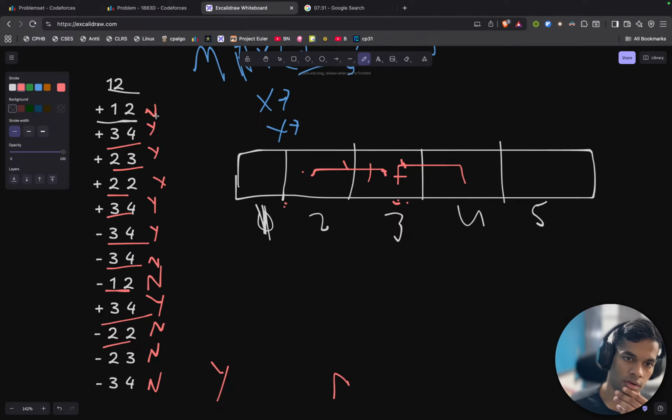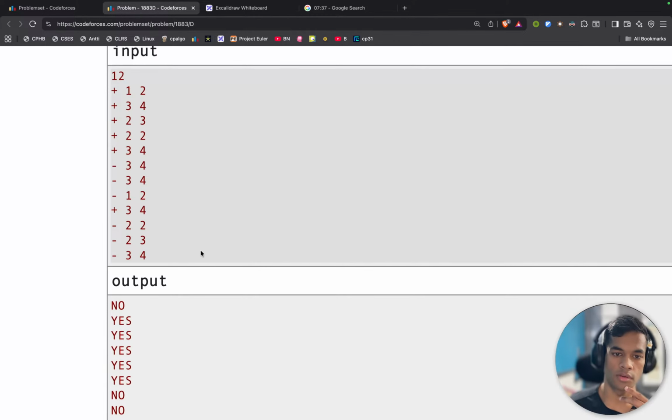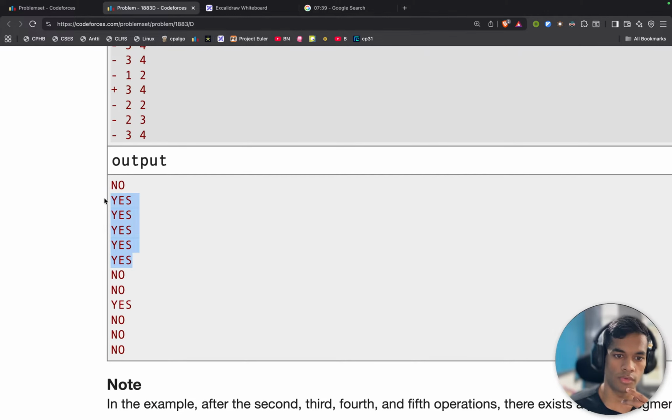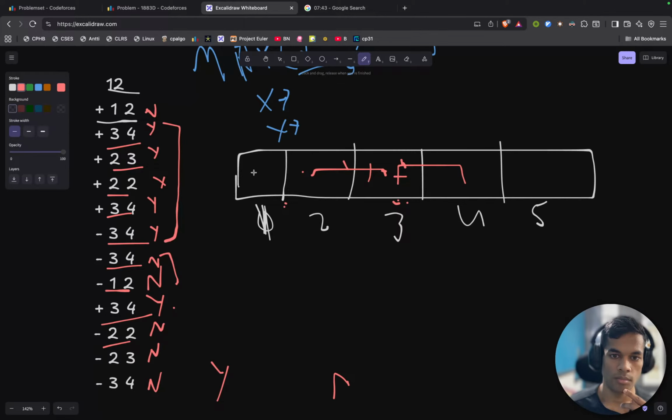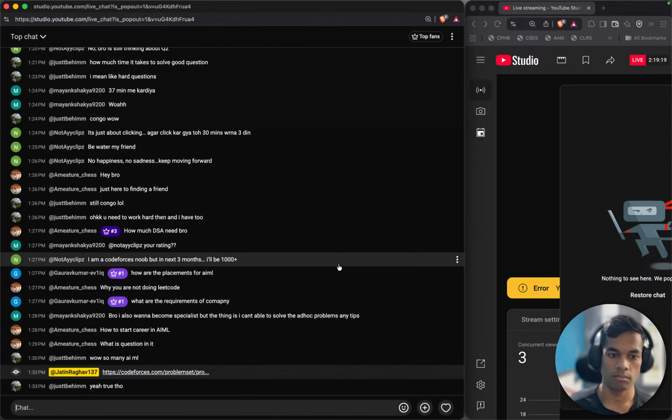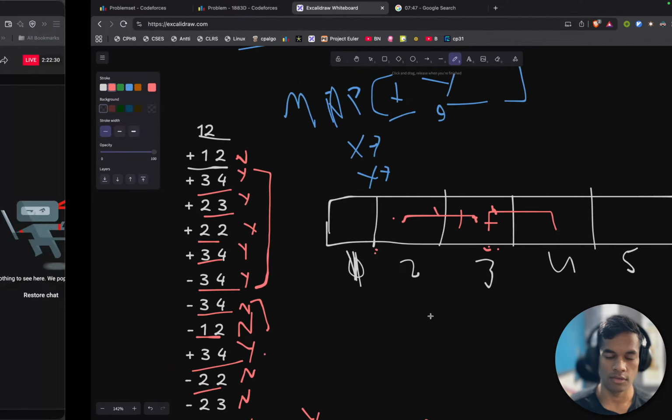This is the answer. No. Then 5 yes. Then 2 no's. Then 1 yes. No. 5 yes. 2 no's. 1 yes. And then 3 no's. But how do we write this or tell the computer?